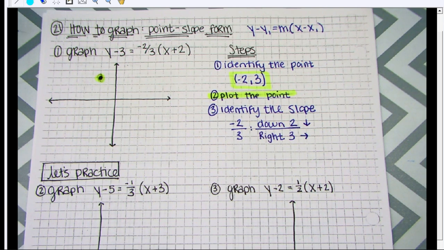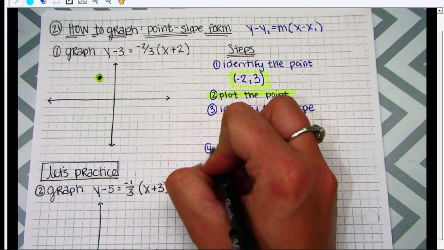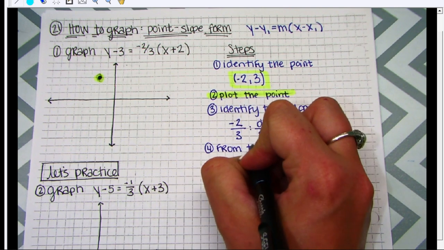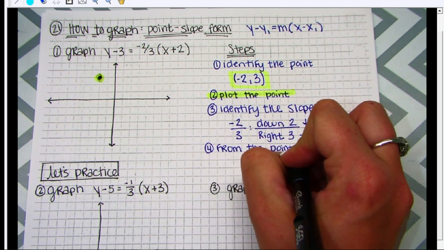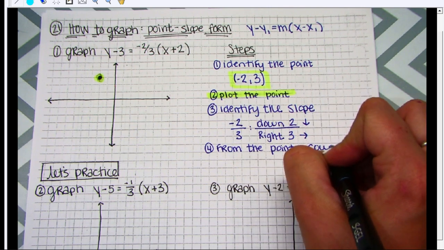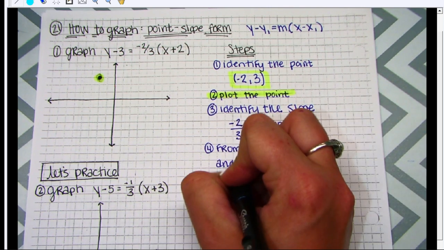Once we identify the slope, how do we think we're going to graph it? Where do I start graphing it? At the point. Remember how when we graphed y equals mx plus b, we graphed at the y-intercept? Now we have a point that we must start at. So we have identified the slope. Step 4 is from the point, because you have to start at the point you plotted, count and plot the slope.